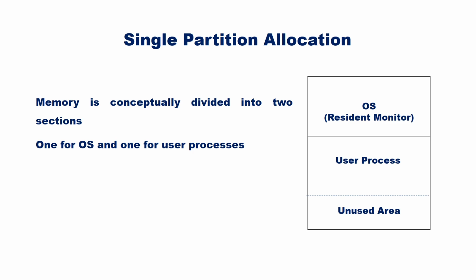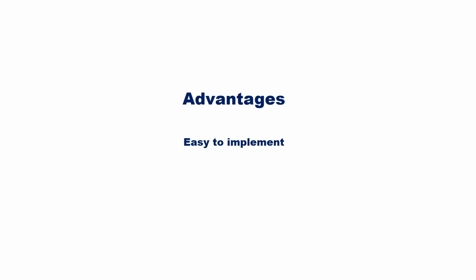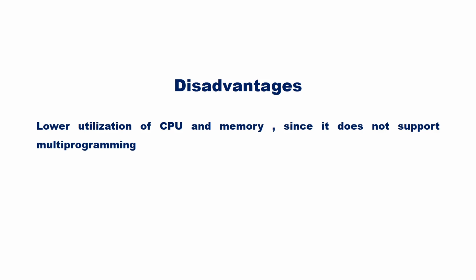The second process is loaded by overwriting the first one. The user process may not use the whole user area, hence there may be unused space. This type of organization is easy to implement. However, it results in lower utilization of CPU and memory since it does not support multiprogramming.